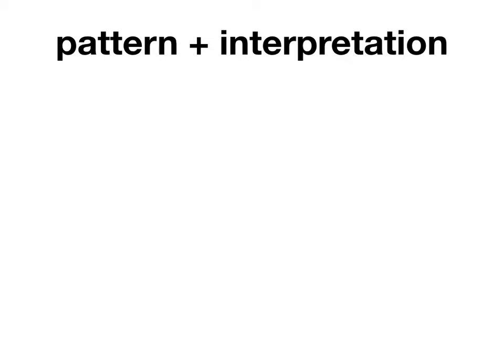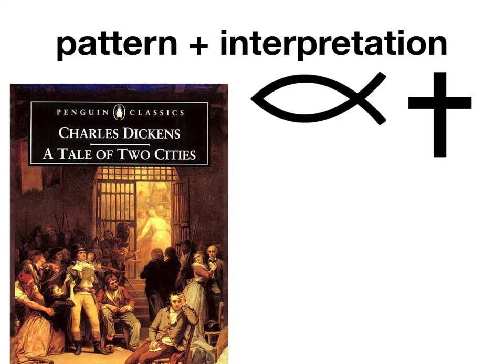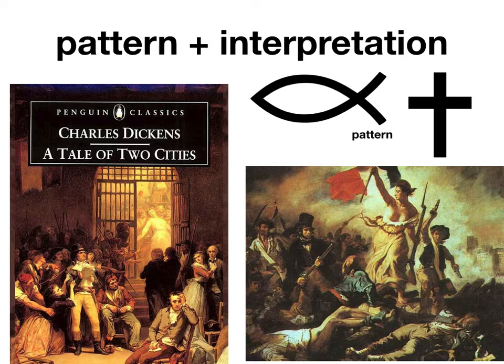You read a novel, say Charles Dickens' Tale of Two Cities. You see that Dickens uses a lot of Christian symbolism in his book. There is your pattern. And then you argue that Dickens is trying to contrast the actions of the French Revolution with Christian values of grace and forgiveness. There's your interpretation. But the same principle applies to other disciplines as well.